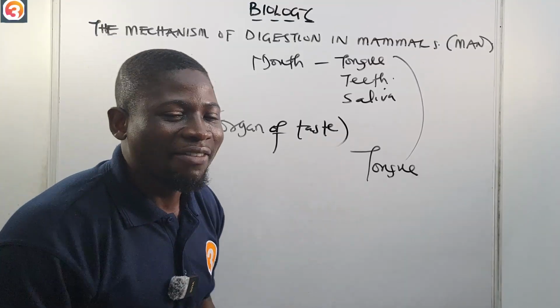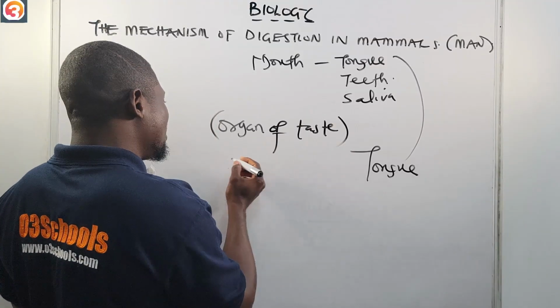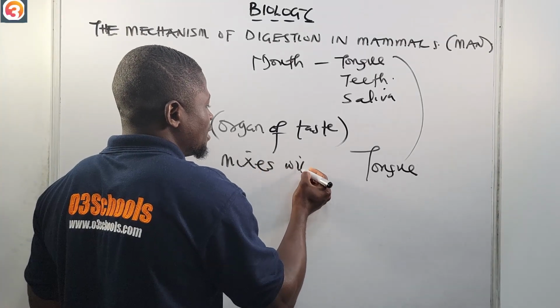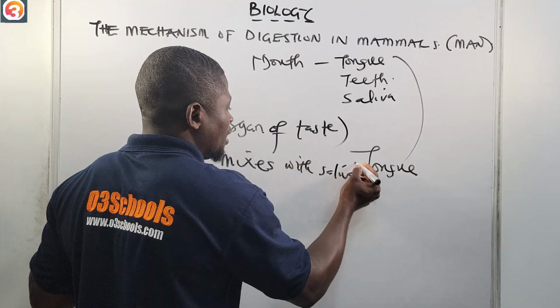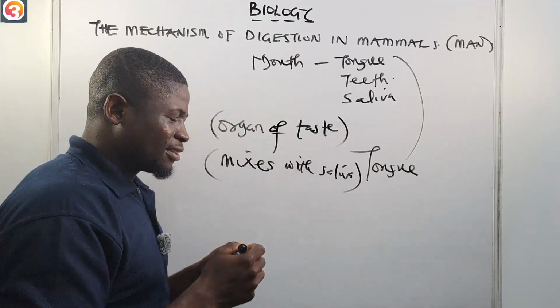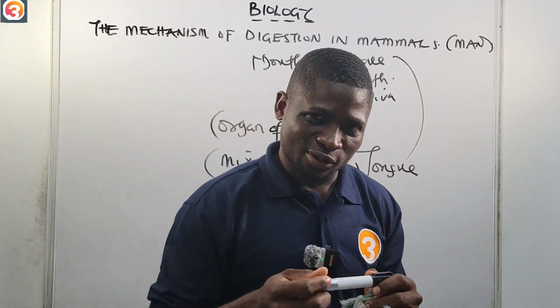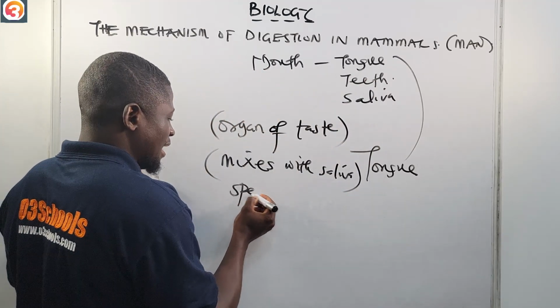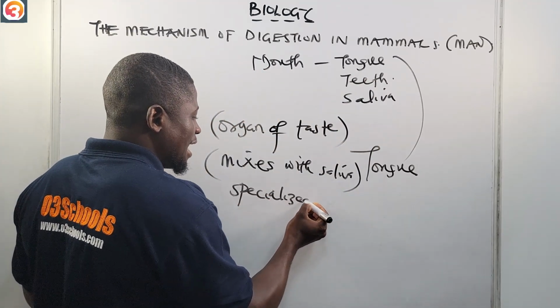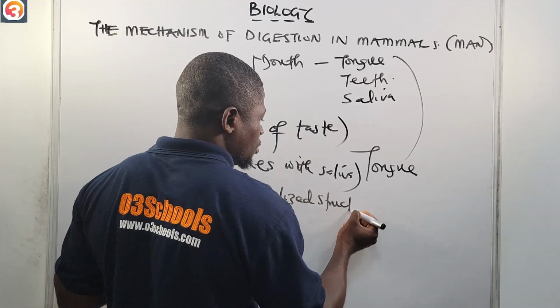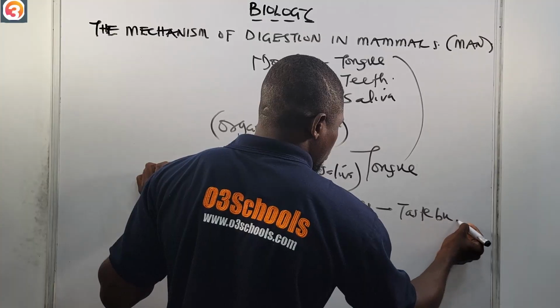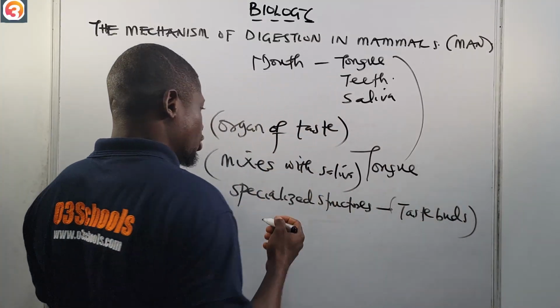Mix it with saliva. Okay, it also mixes the food, mixes with what? With saliva. Okay, so the tongue also has specialized structures, known as the taste buds, which enable us to taste.